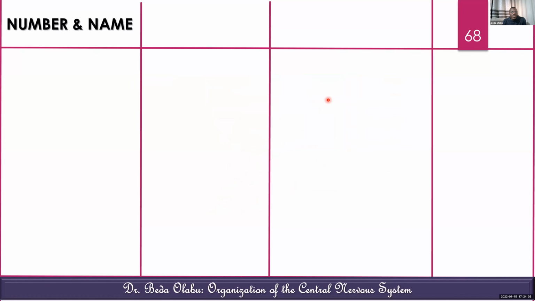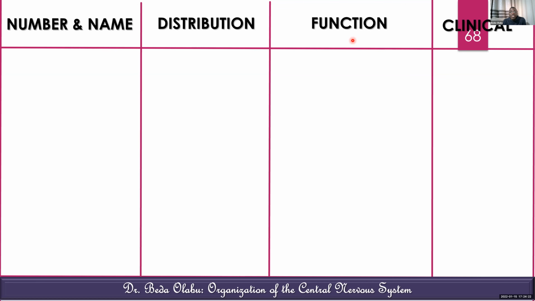For each cranial nerve, you need to know the number and the name, which you've already done. Then you need to know the distribution. Where does this cranial nerve go? You need to know the function. What does it do? Where it goes? And we need to know the clinical aspects. What happens if that cranial nerve is injured? How will your patient present?